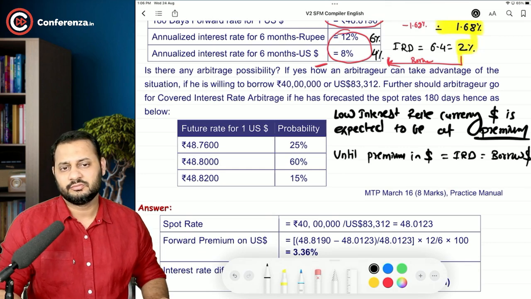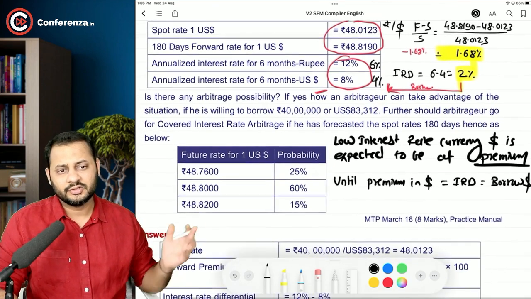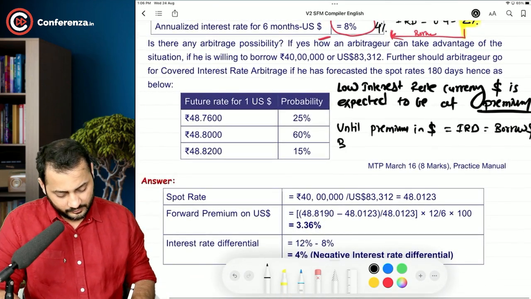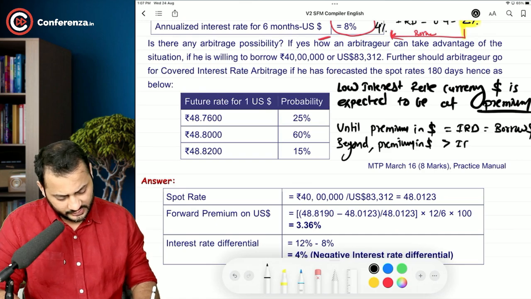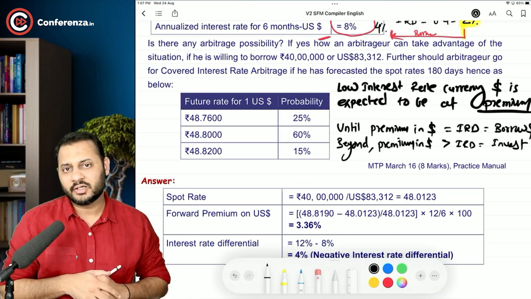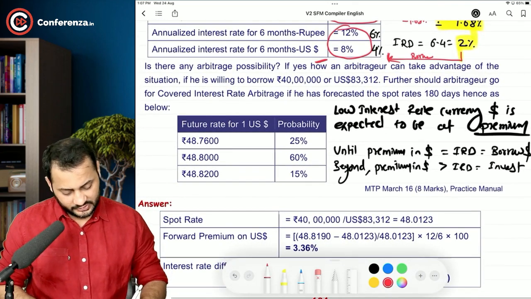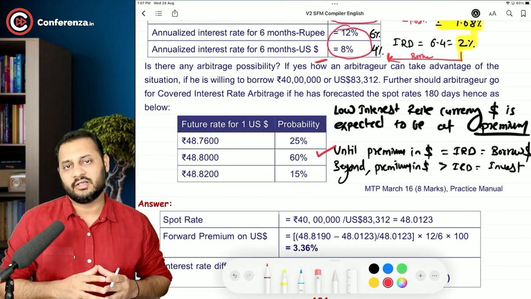Simple question. What exactly do you want now? It is not equal, na? So we will borrow. And beyond, meaning if the premium in dollar is greater than the interest rate differential, then you are going to invest. In both situations, you will have some arbitrage gain. In this question, the very first condition is satisfied, that the premium in dollar is less than the interest rate differential.